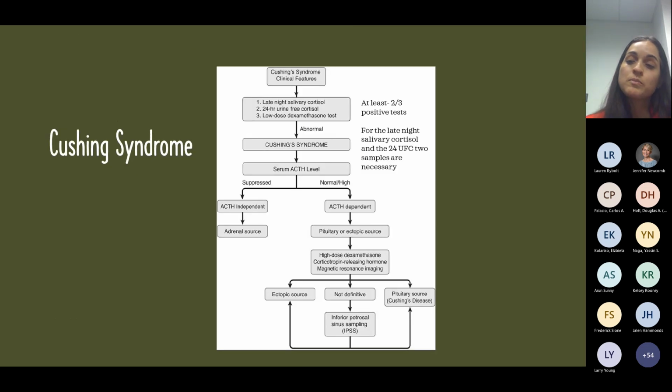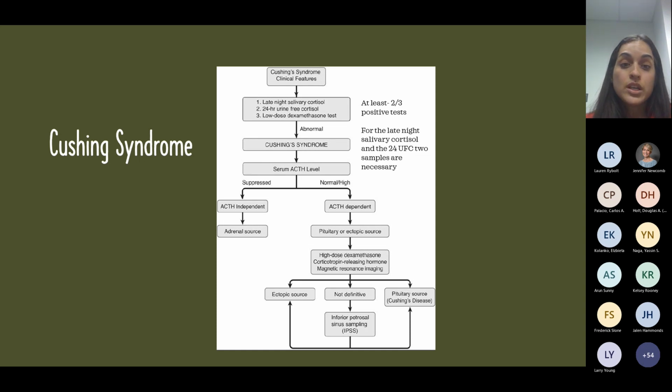With Cushing syndrome, the biochemical workup is going to be pretty much the same as for mild autonomous cortisol secretion and hypercortisolism. But what I want to show here is that if we have a 1 milligram dexamethasone test that is positive, we have to do more biochemical workup. And we need to have at least 2 to 3 of the tests for hypercortisolism positive. So what are the options that we have?